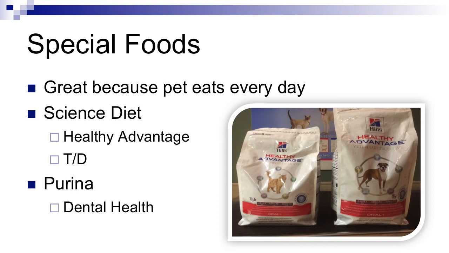They work through a couple different mechanisms. Every diet has its own special way that it's supposed to work. Science Diet has 2 products that I really like. I carry the Healthy Advantage and the TD. I feed my dog the Healthy Advantage. Purina has one called Dental Health. Royal Canin has one. But again, I love these because they're easy to do. You feed them and you're doing something good for their teeth.